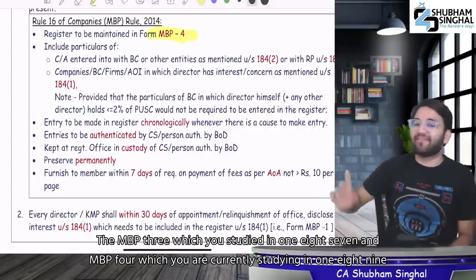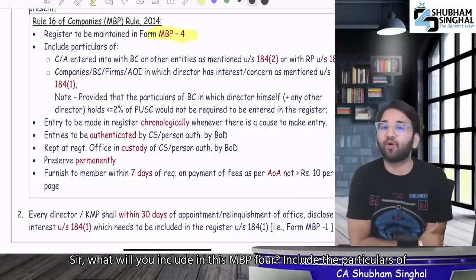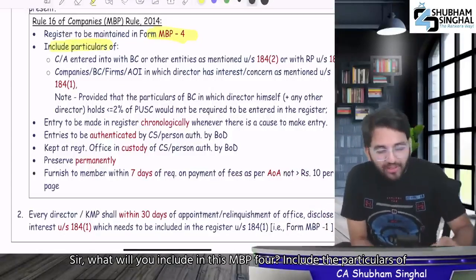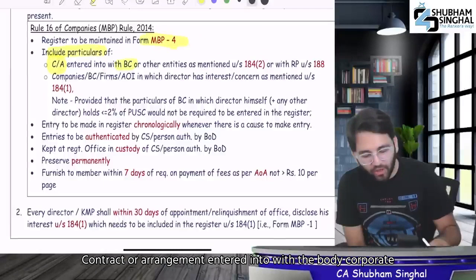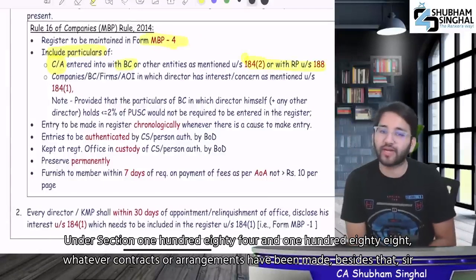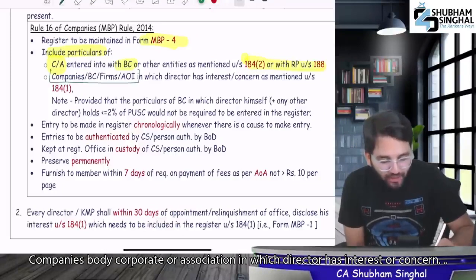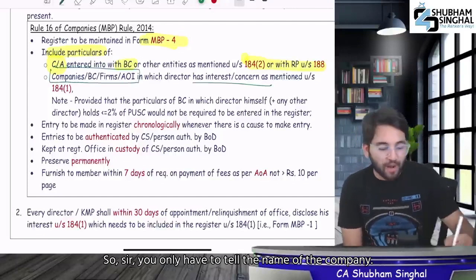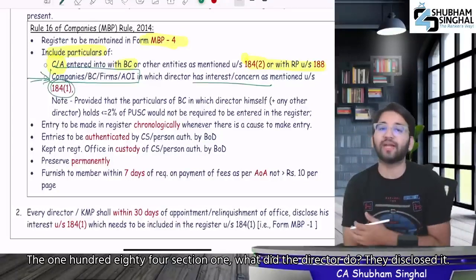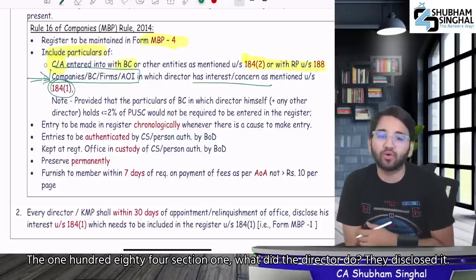MBP 3 which you studied in 187 and MBP 4 which you are currently studying in 189. What will you include in this MBP 4? Include the particulars of contracts or arrangements entered into with the body corporate under sections 184 and 188, besides whatever contracts or arrangements have been made with companies, body corporates or associations in which the director has interest or concern. Meaning you will only have to tell the name of the company which the director has disclosed in section 184 subsection 1. Okay, did you understand?